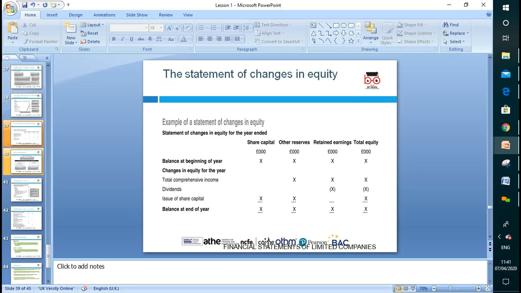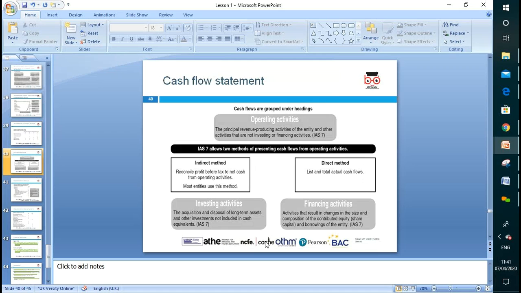This is the statement of changes in equity, where we look at the share capital, other reserves, retained earnings, and total equity at the start and total equity at the end, how much dividend we paid, how much profit, and how many shares we issued during the year.